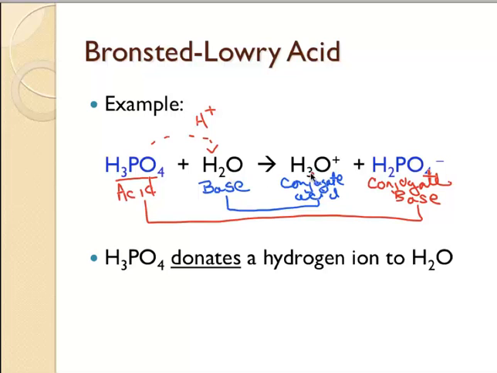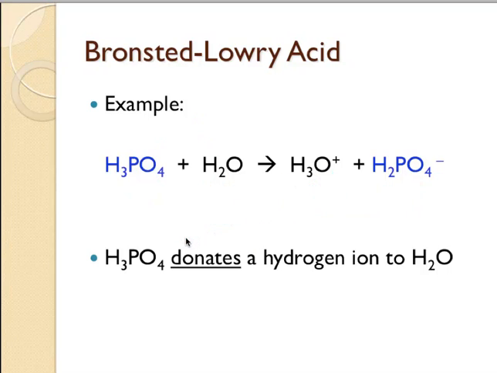If you notice, the only thing different between these is that H. The hydronium has one more H than the base that it started from. This conjugate base, H2PO4-, has one less hydrogen than the acid it comes from. And with neutralizations, you should be able to identify the conjugate acid-base pair. So let's look at another example.